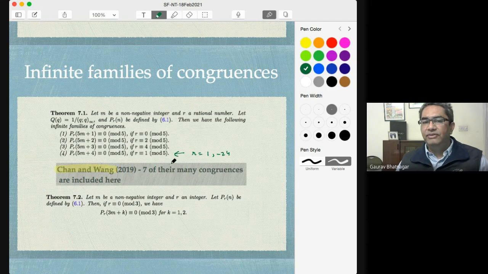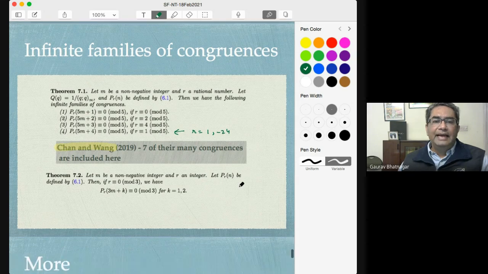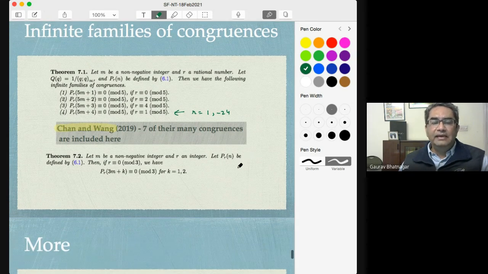But 7 of their congruences are, so they don't have infinite families of congruences. So we certainly have more, but 7 of their congruences have been placed in some infinite family of them. And similarly, we have a mod 3 result, which is not available there. Mod 3 is not available.